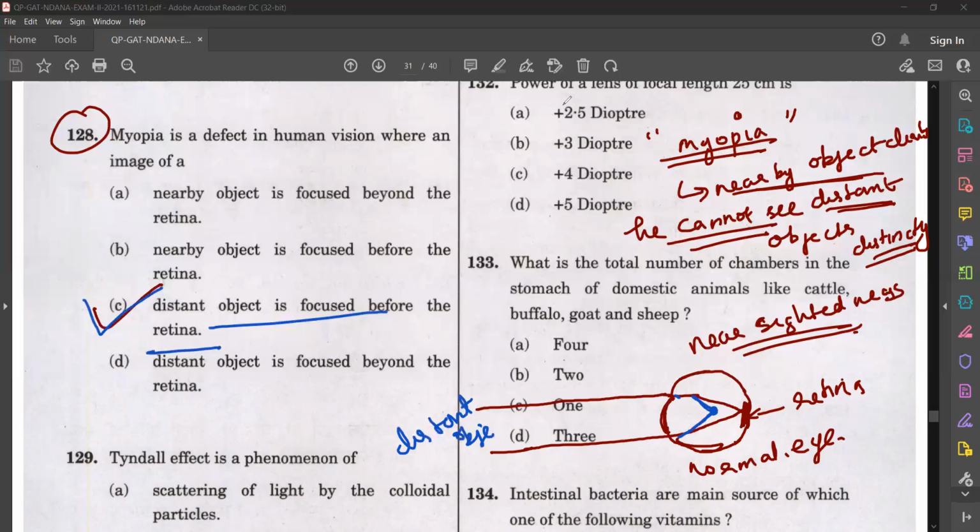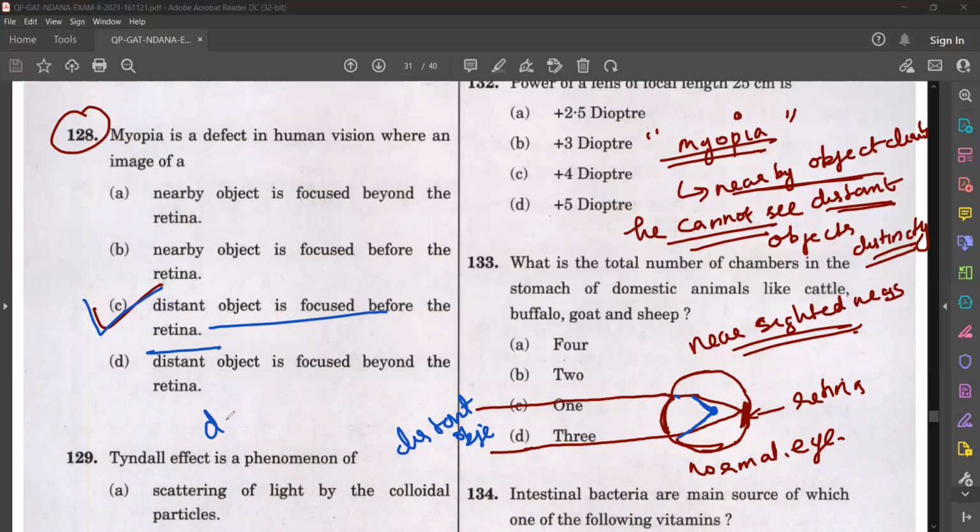So moving to the next question. And what is the correction lens also? That also please see. What is the correction lens that you use for a myopic person? For a myopic person, we'll use a divergent lens, isn't it? Diverging lens.